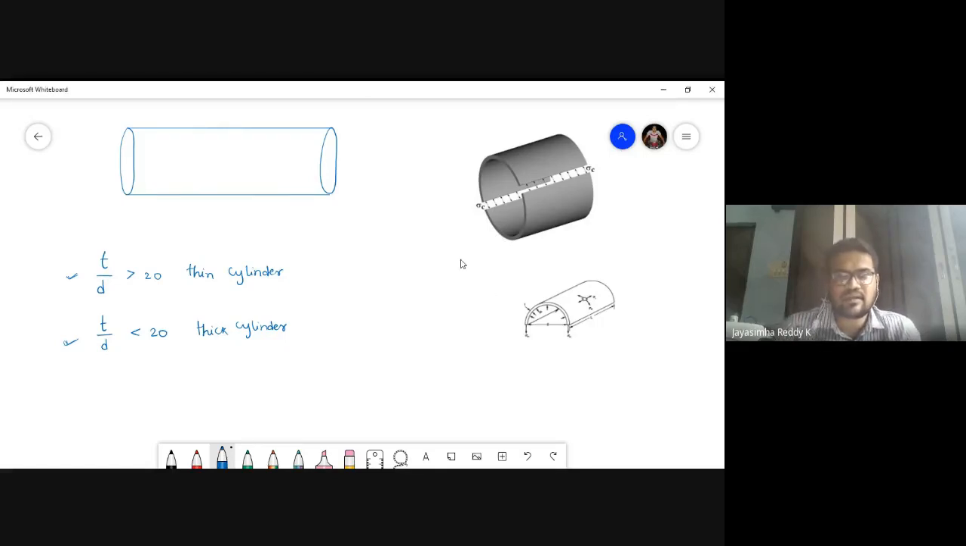Alright. So thickness in the sense, for example, if you take a cylinder, it will be like this, right?